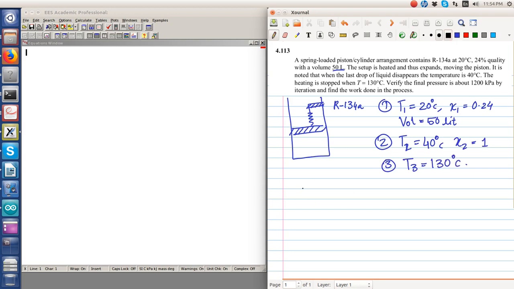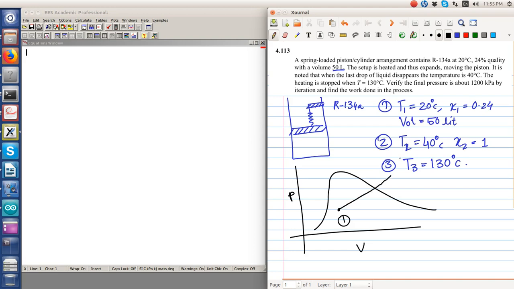So let us try to first visualize how the process would look on a PV plane. So the state 1 is at a quality of 0.24 at 20 degrees Celsius. For a linear spring which is resisting the motion of the piston, the process occurs in a straight line. It is given that when the last drop is converted into steam, the temperature is 40 degrees Celsius. So this is the point where the quality is 1. After this, it is heated to 130 degrees Celsius.